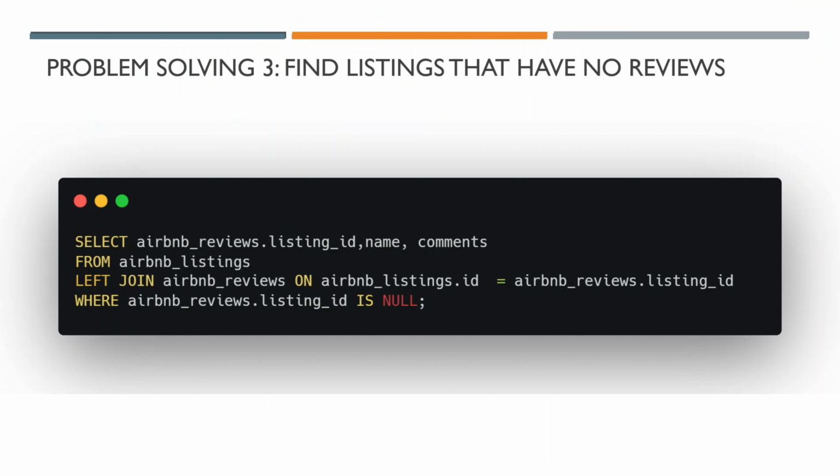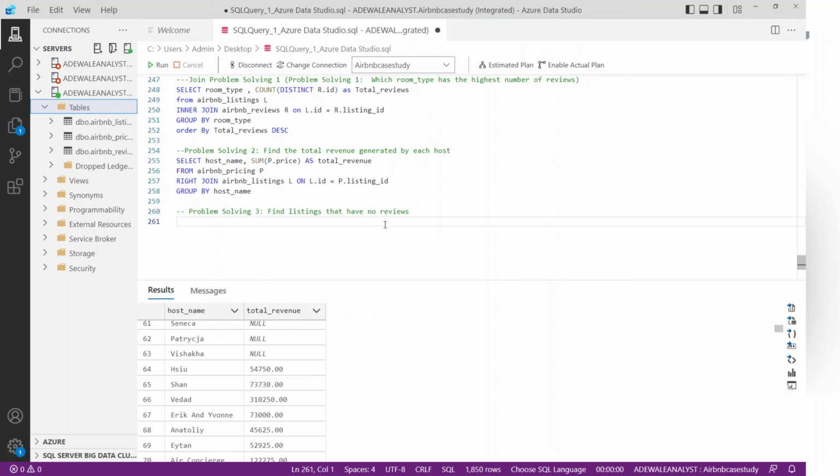So let's look at another one. We want to find the listing that has no review. That's also another use case. Okay, so here we are finding the listing that has no review, so that we can know that, okay, this particular listing, you don't have any review so far. So you just want to find that.